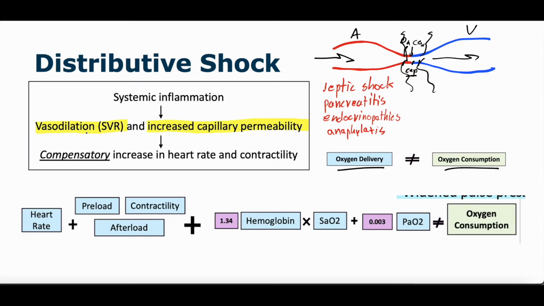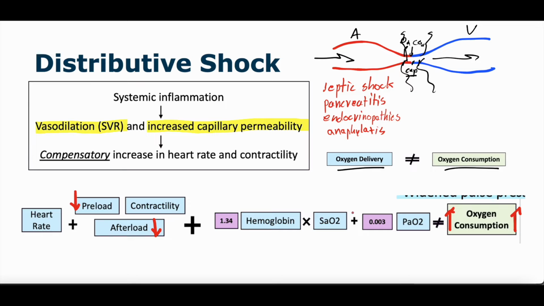And the reason in this case you're having trouble delivering enough oxygen is because there's a much higher degree of oxygen consumption in distributive shock, right? You have this systemic inflammation. All your tissues are in overdrive. They're consuming a bunch of oxygen. All right. In addition to that, we said you get vasodilation. Vasodilation is going to decrease your preload and decrease your afterload.